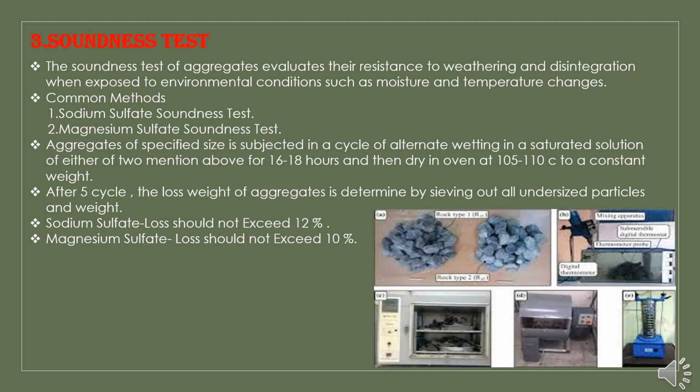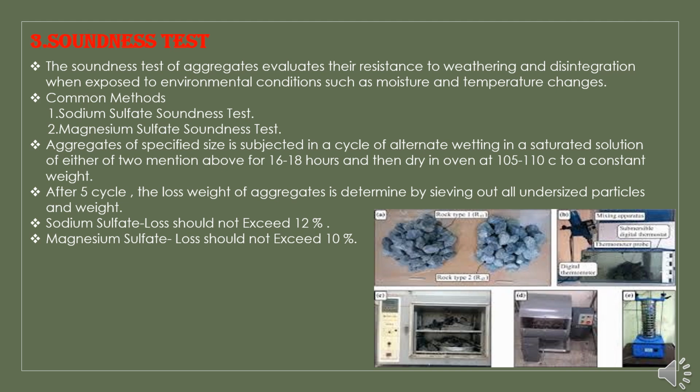The third test is soundness test. The soundness test of an aggregate evaluates its resistance to weathering and disintegration when exposed to environmental conditions such as moisture and temperature changes. There are two common methods present in soundness test: sodium sulfate soundness test and magnesium sulfate soundness test.